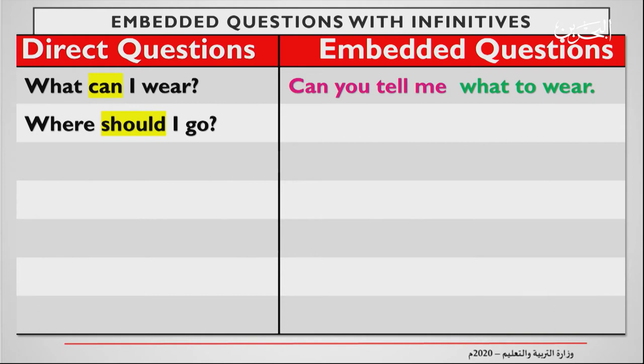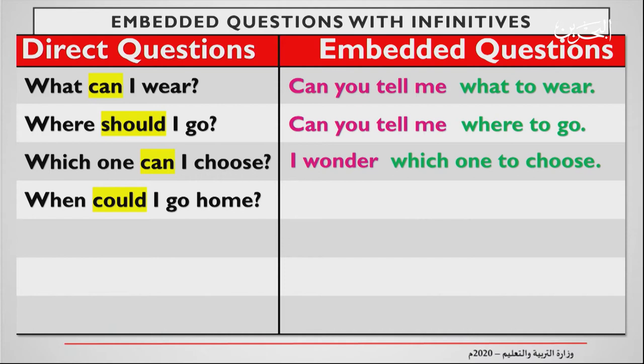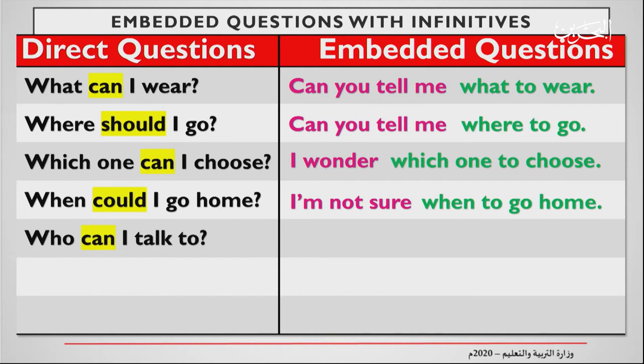Where should I go? Question mark, direct. I say, can you tell me where to go? Where to go. Which one can I choose? Question mark. I wonder which one to choose. Which one to choose. You see, with which you have to add a choice. When could I go home? Question mark. I introduce an introductory phrase. I'm not sure when to go home. Who can I talk to? Question mark. Introductory phrase. I'm not certain who to talk to.